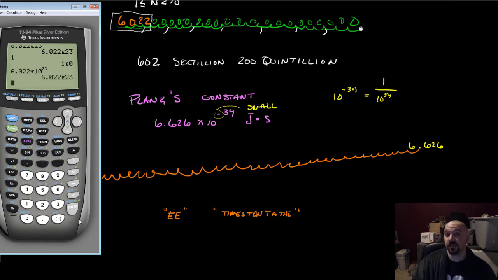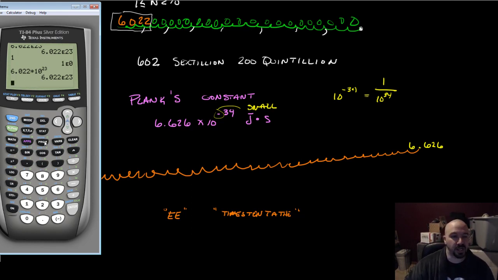Now, initially it looks just fine. The problem with putting it in this way is the calculator will read this as 6.022 times 10 to the 23rd. The times will be in there. It reads the order of operations in it. If you use the E, it sees 6.022 times 10 to the 23rd as one single number. So it treats it as one whole number, not two numbers being multiplied in a sense.